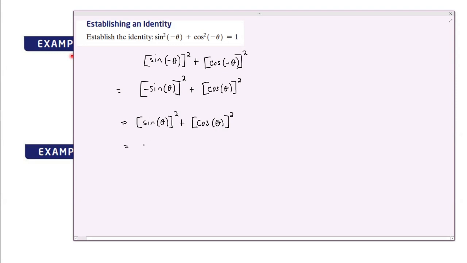Okay, and remember this is equivalent to a sine squared theta plus a cosine squared theta if we write it in the trigonometric form that we are used to seeing. And by the Pythagorean identity, that is equal to 1.